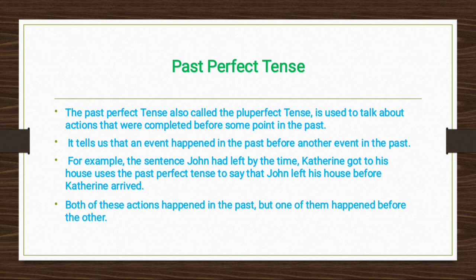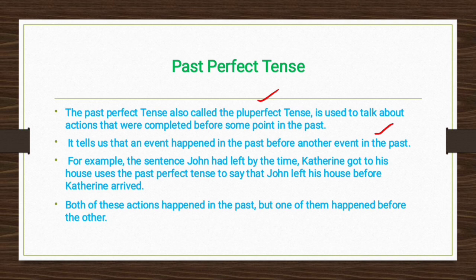Past perfect tense definition. The past perfect tense, also called the pluperfect tense, is used to talk about actions that were completed before some point in the past. It tells us that an event happened in the past before another event in the past. Let's understand it by example.